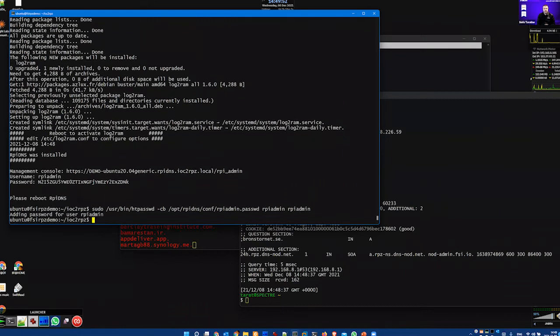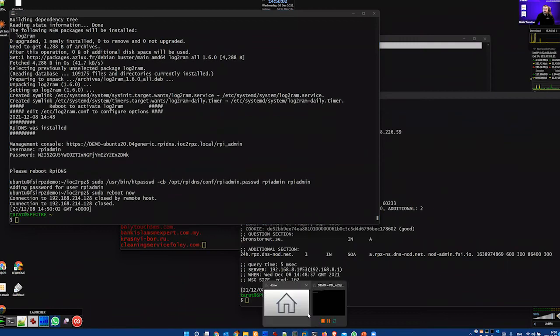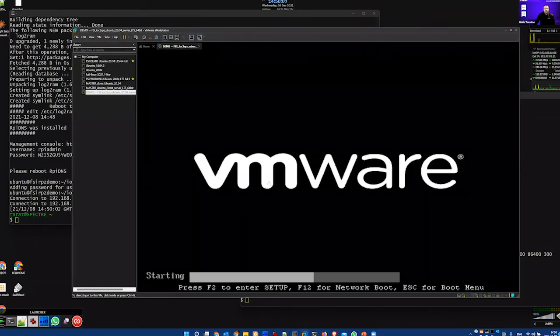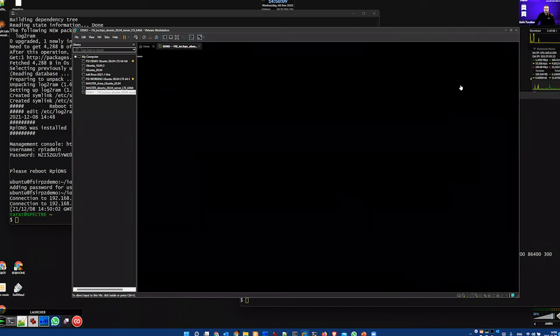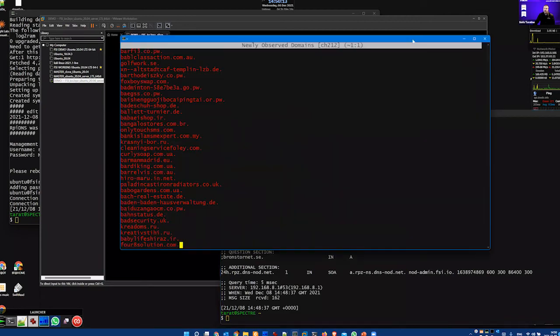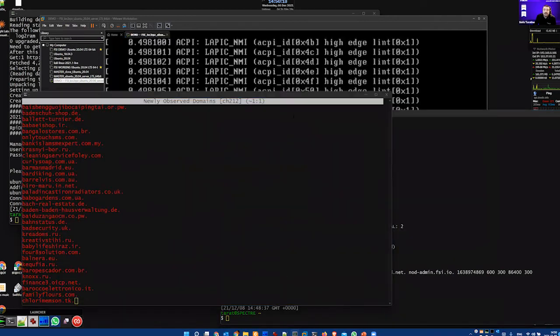I press enter, ta-da, and I now say sudo reboot. Now, all right. So let's see if what I do is actually going on. So here we go. I am rebooting that system. Once it is rebooted, we may go and answer a couple of questions.